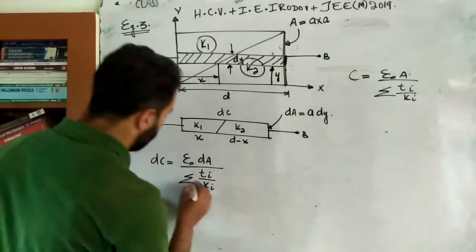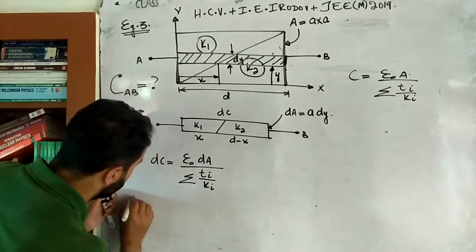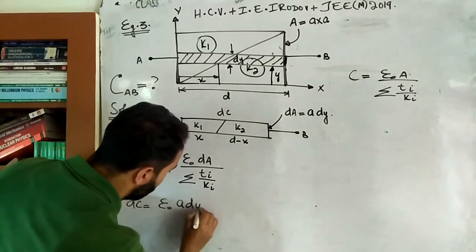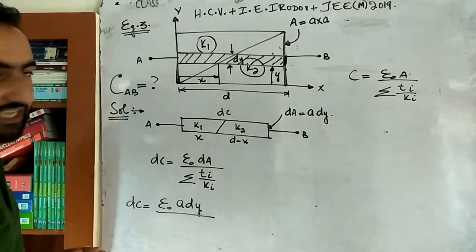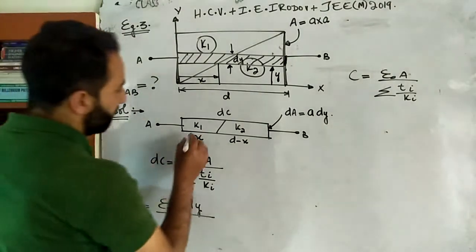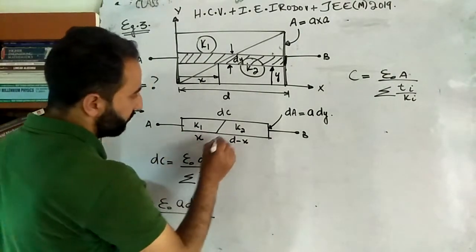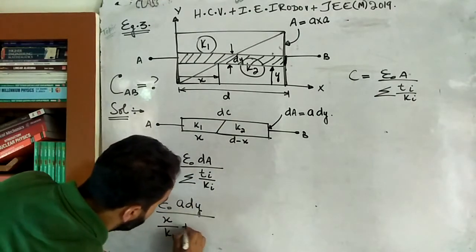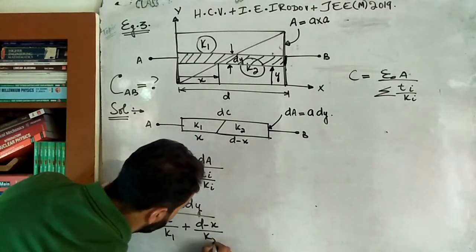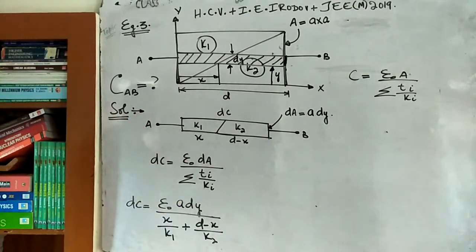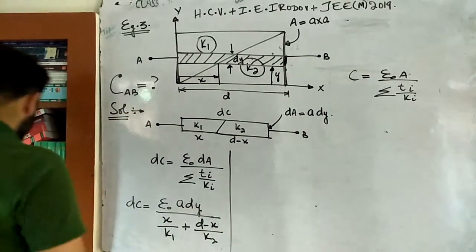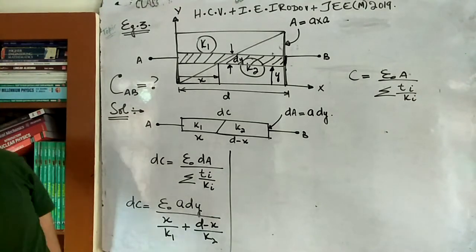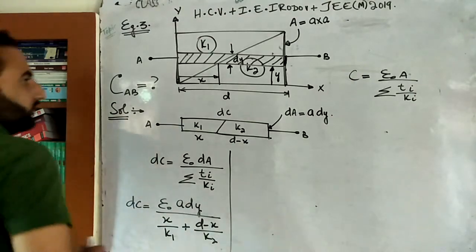So it will be like this. That is, dC is equal to, here I will write it down, epsilon 0 multiplied by dA. After dA, what will we write, a into dy divided by the summation of ti by ki. So the summation of ti by ki implies the width of this divided by its dielectric constant, and the width of this divided by its dielectric constant. So it will be like this: x divided by k1 plus d minus x divided by k2. Okay, so this is dC. So we are done with the dC. Okay, na beta? So we are done with the dC.